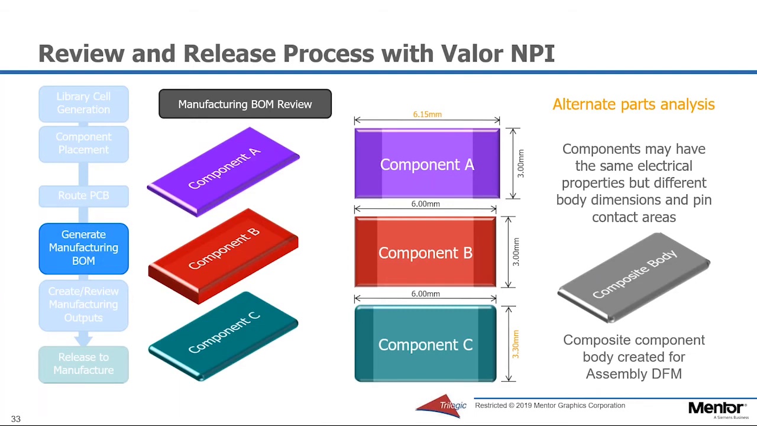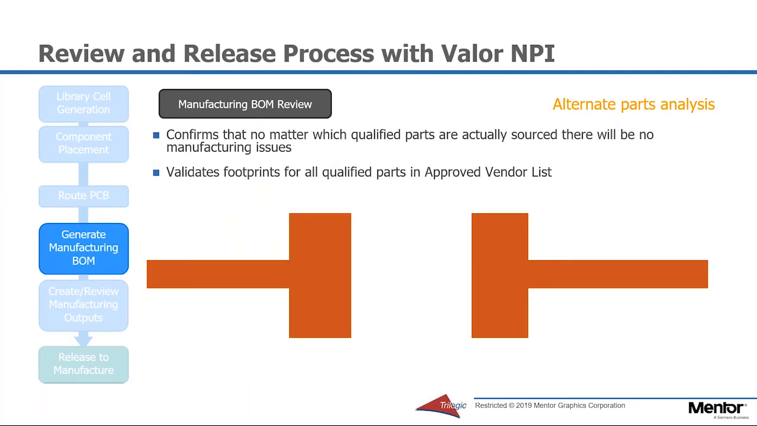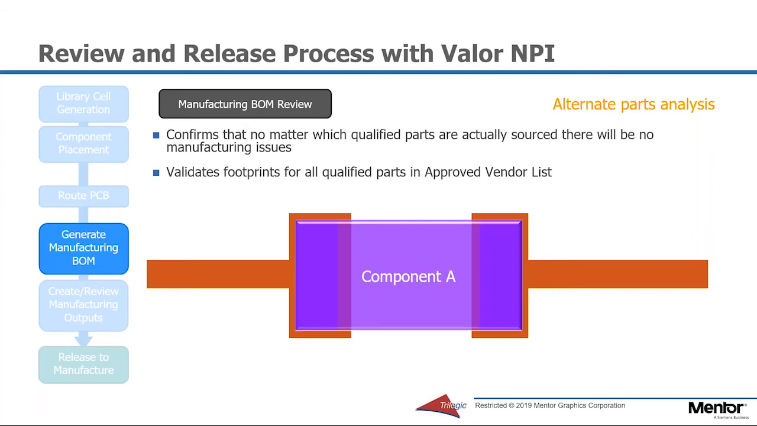At this stage, alternate parts listed in the BOM can also be analyzed. In this example, components A, B, and C are listed as alternates in the bill of materials. Components may have the same electrical properties, but slightly different body dimensions and pin contact areas. To confirm that no matter which qualified parts are actually sourced, there will be no manufacturing issues, each of the qualified parts are compared to the footprint in the design.